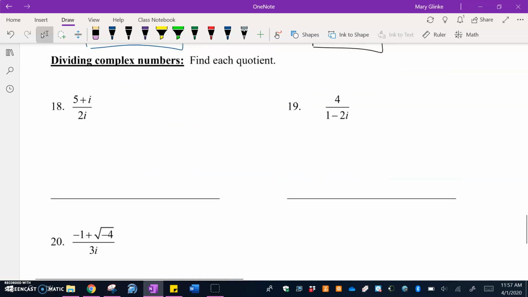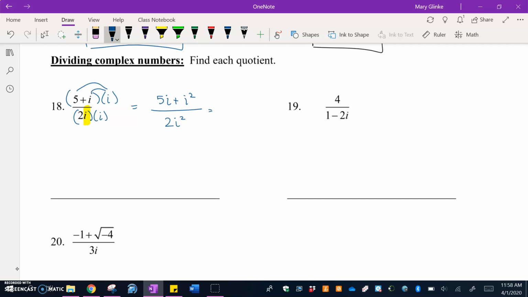The very last thing is dividing complex numbers. So when you divide complex numbers, you cannot have any i in the denominator. So we are going to multiply by the conjugate. For number 18, the conjugate here is going to be just that imaginary part. I'm going to go ahead and multiply everything by i to try and get the imaginary part out of the denominator. The numerator is going to be distributed. It's going to become 5i plus i squared. The denominator here is going to become 2i squared.